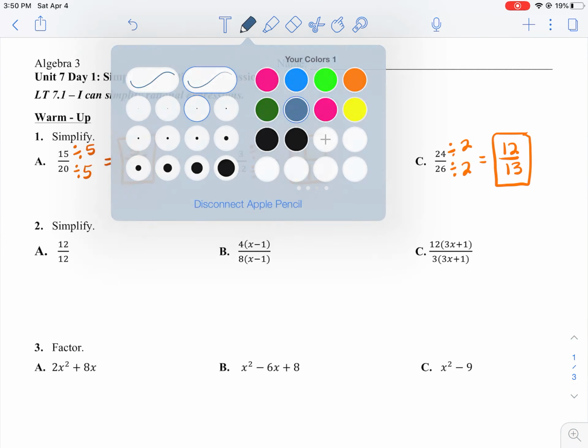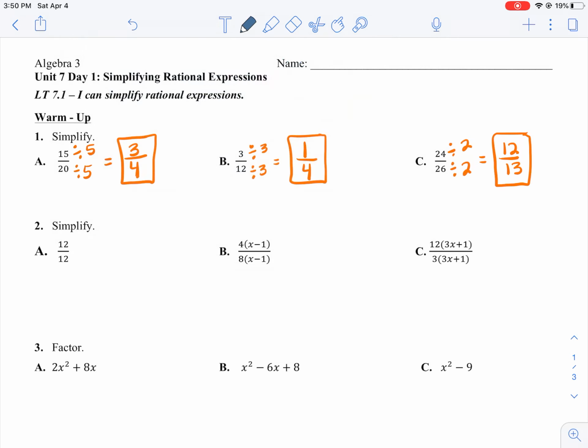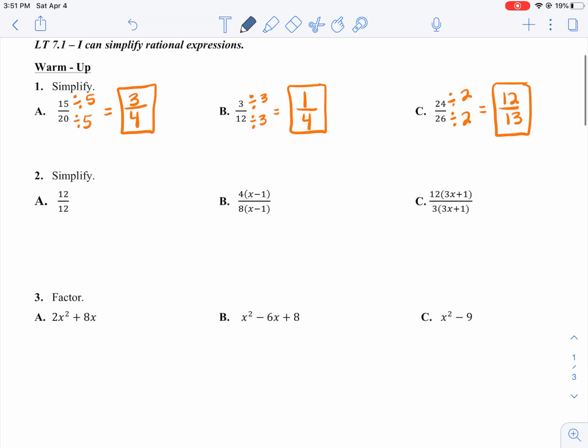Now, the next set of problems, we're going to talk about when we're allowed to cancel out common factors. So when you have fractions, as long as the factors are being multiplied, you can cross out a factor that appears on the top that also appears on the bottom. Okay, so to illustrate that, let's think about 12 divided by 12.